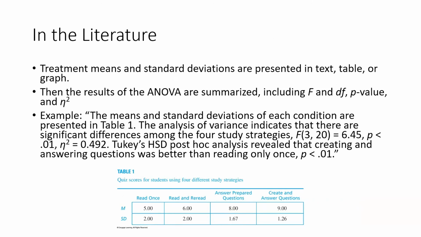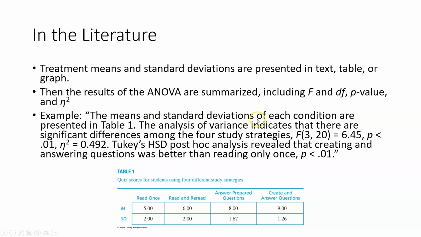All right, after we finish all of these steps, we have to write it up in the literature. In order to do that, we have to put the means and standard deviations for each of the conditions in a text, table, or graph. In most of the situations in this class, I'm going to expect you to put it in a table like this. And then in addition to that, you'll reference in your write-up that you can find the means and standard deviations in this table or in the graph that you've drawn or whatever. You also include the results of the ANOVA test with the F and degrees of freedom and the p-value, and the eta squared. So here's an example.